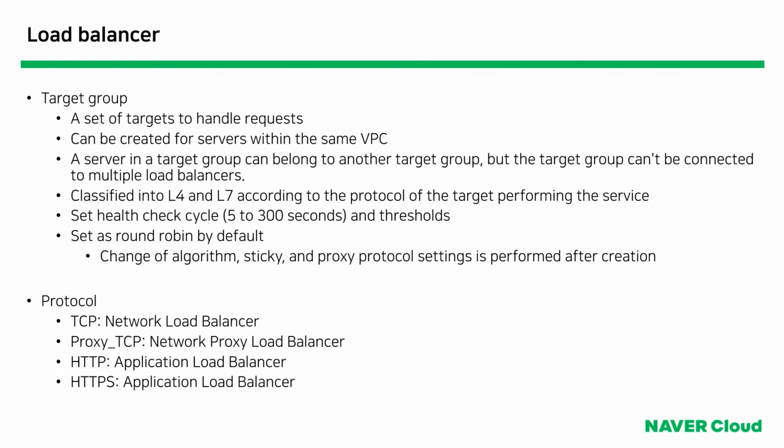In addition to the health check cycle, you can also set thresholds. You can set the normal threshold and the failure threshold. Normal threshold refers to the number of successful health checks required for an abnormal target to be put back into service. Failure threshold refers to the number of failed health checks required for a normal server to be switched into the abnormal status and excluded from the load balancing target.